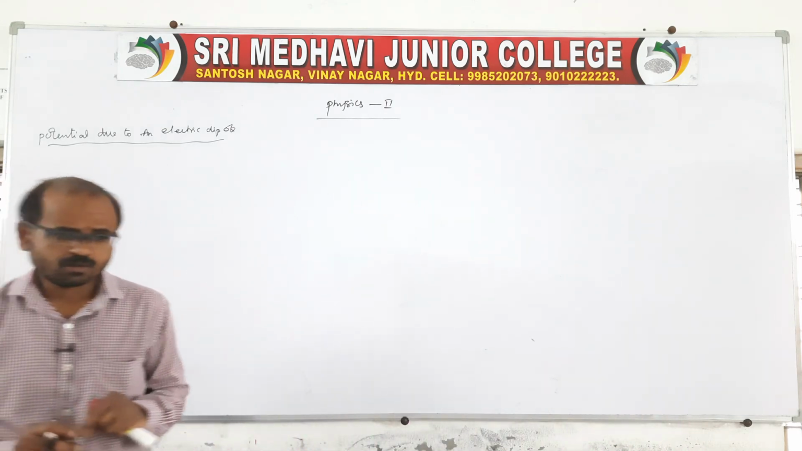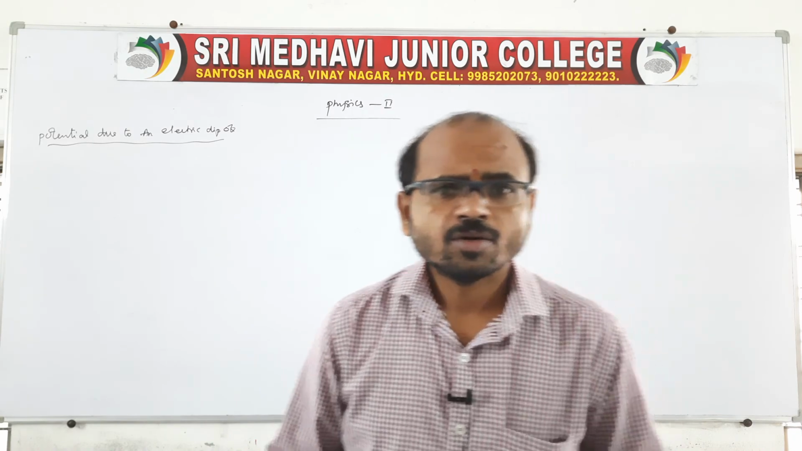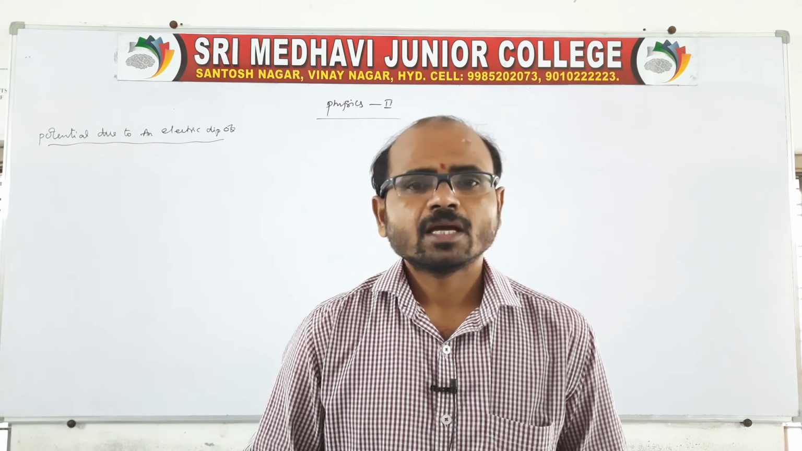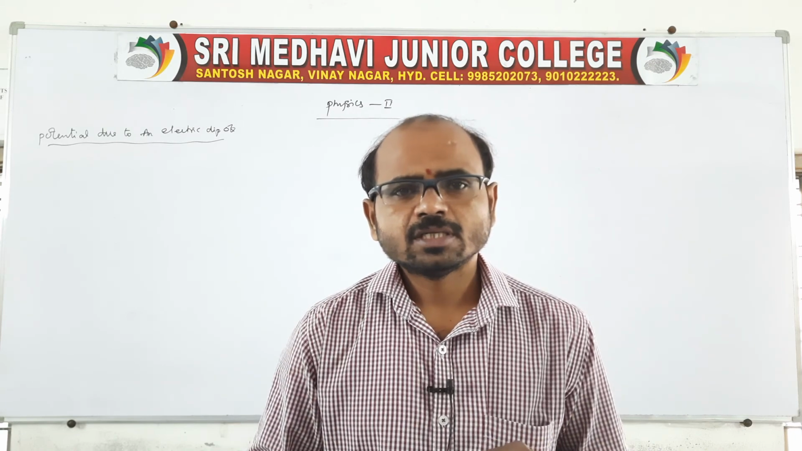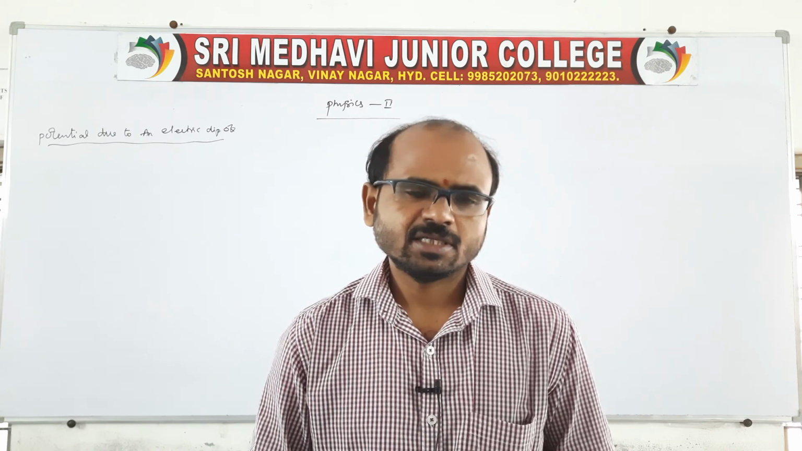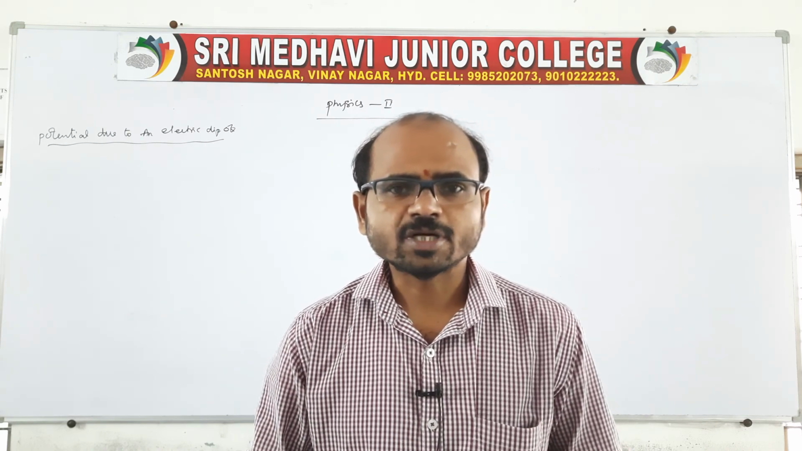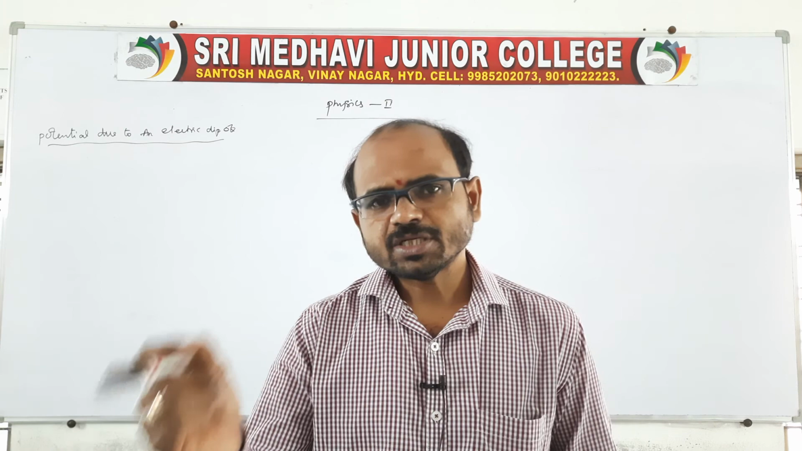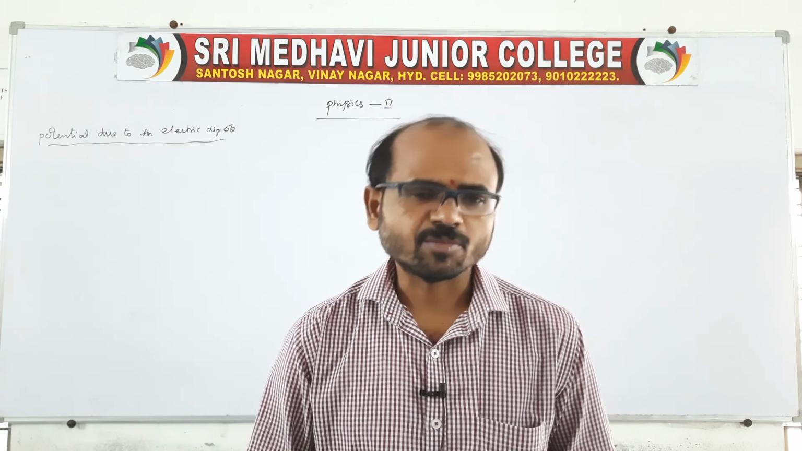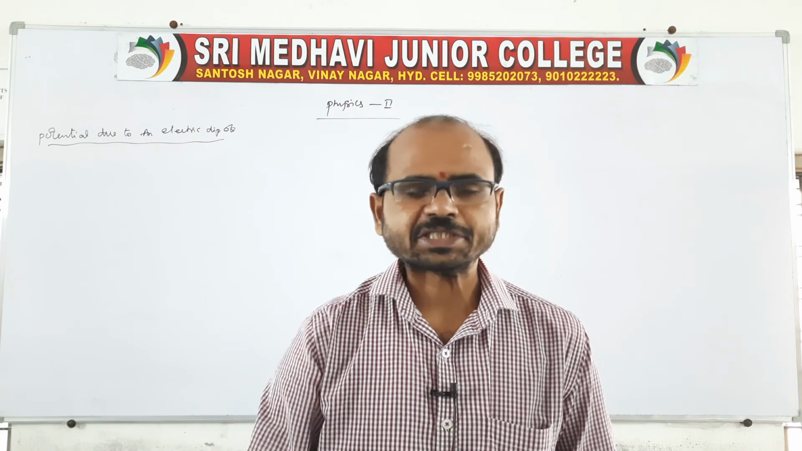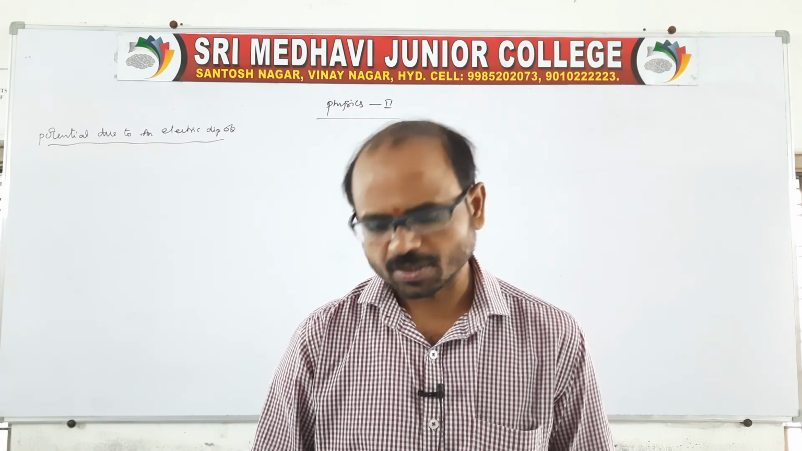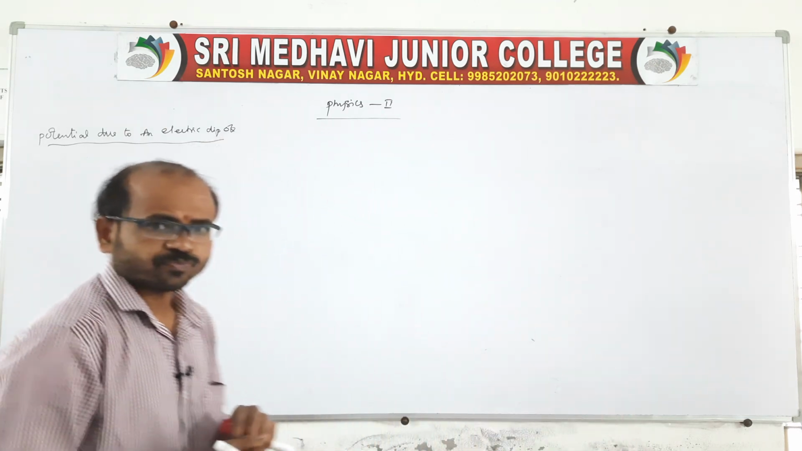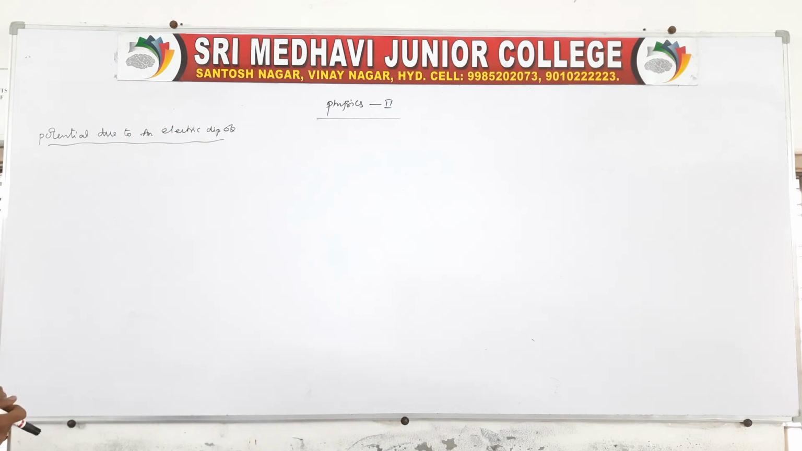We already know about potential due to multiple charges. That means the potential acting at a point is due to the individual charges. If a number of point charges are placed at distances R1, R2, R3 and so on, due to those individual charges there is a potential acting at a point O, and we can add all the potentials: V is equal to V1 plus V2 plus V3 and so on. That is the potential due to multiple charges. We'll move into the next one, the potential due to an electric dipole.